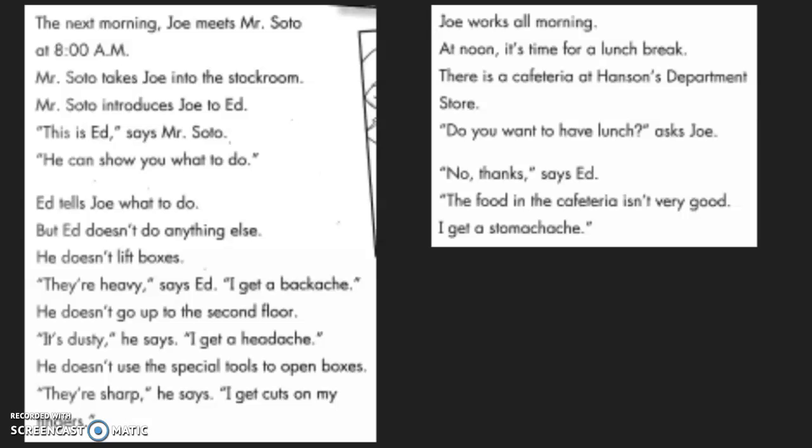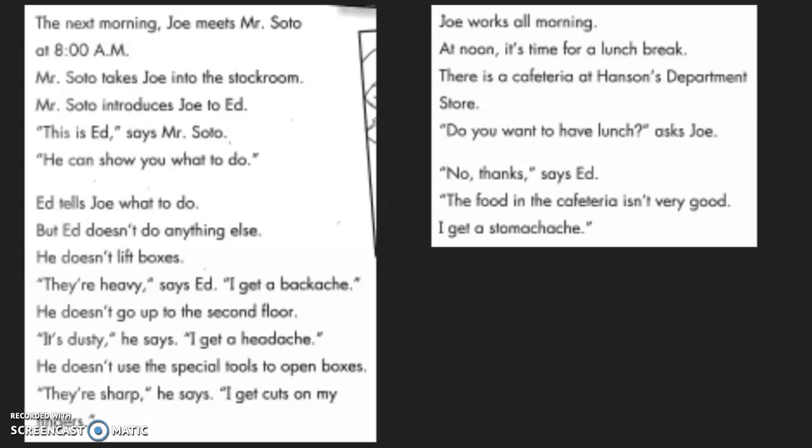Ed tells Joe what to do, but Ed doesn't do anything else. He doesn't lift boxes. "They're heavy," says Ed. "I get a backache." He doesn't go up to the second floor. "It's dusty," he says. "I get a headache." He doesn't use the special tools to open boxes. "They're sharp," he says. "I get cuts on my fingers." Joe works all morning. At noon, it's time for a lunch break.